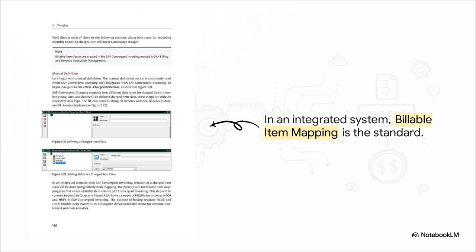Now, don't get too caught up in the details on this screen. The key idea here is that, sure, you could define the charging system's data structure manually if you were using it all by itself, but when it's connected to Convergent Invoicing in an integrated system, using Billable Item Mapping is the standard. Frankly, it's the only way to make sure these two systems stay perfectly in sync.